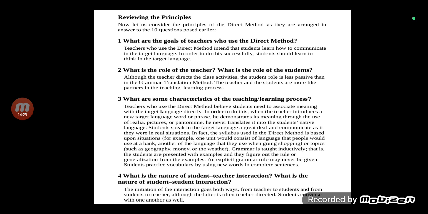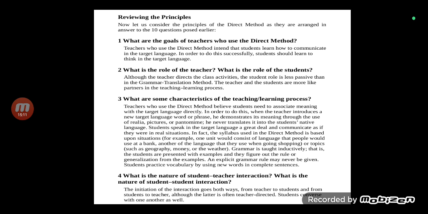Teachers who use the direct method believe students need to associate meaning with the target language directly. In order to do this, when the teacher introduces a new target language word or a phrase, he demonstrates its meaning through the use of realia, pictures, or some visual aids. He never translates it into the students' native language.